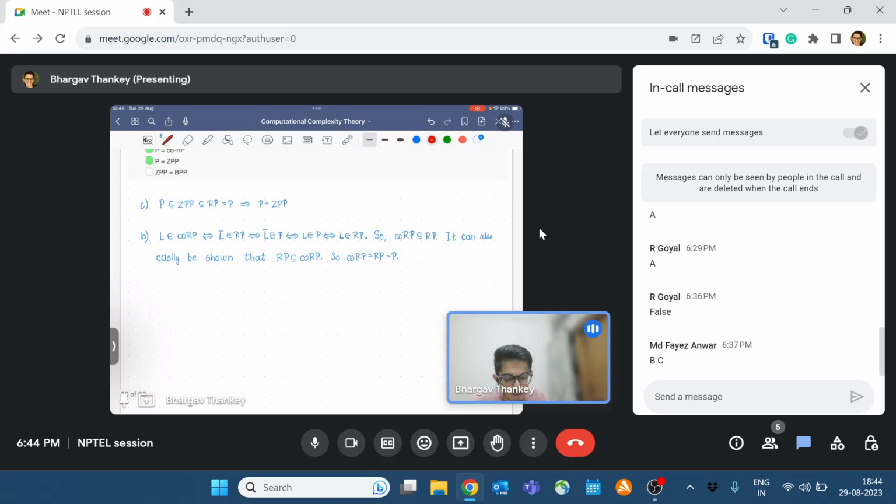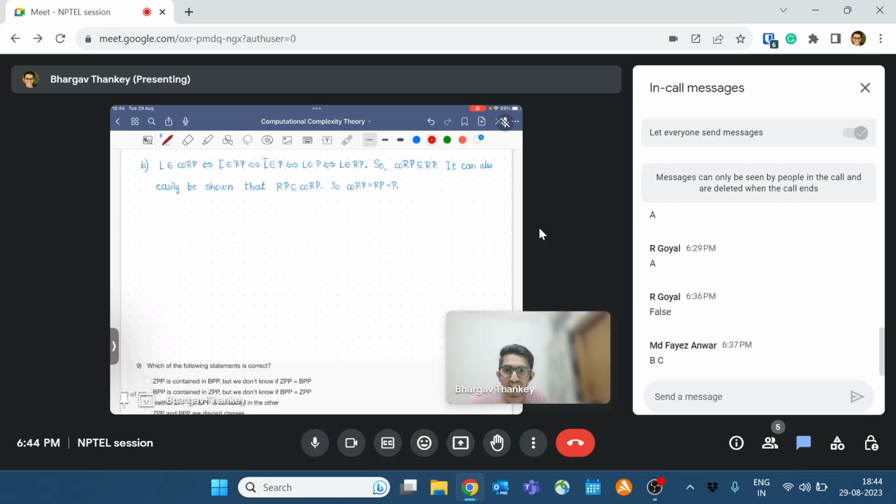Okay, let me write all the relations down. Should we draw a Venn diagram, something like that? Okay, let me try. I don't think I'll be able to draw it very well. If I may share, it is a bit more comprehensive.